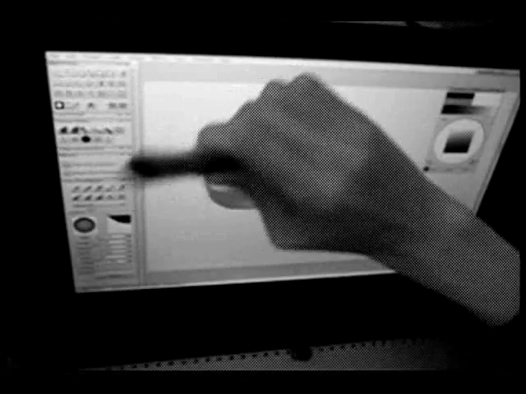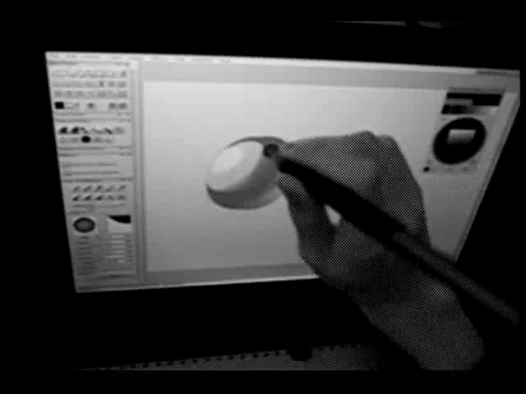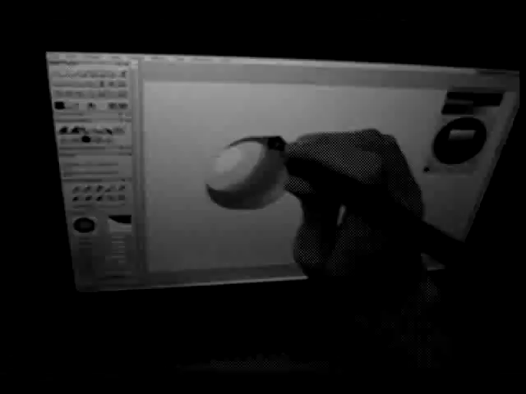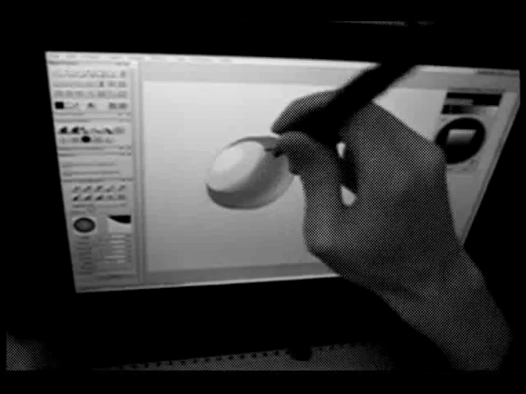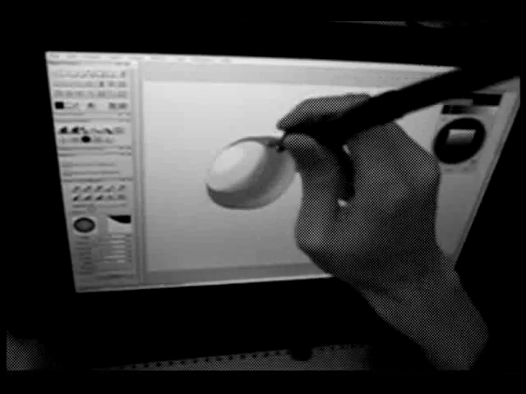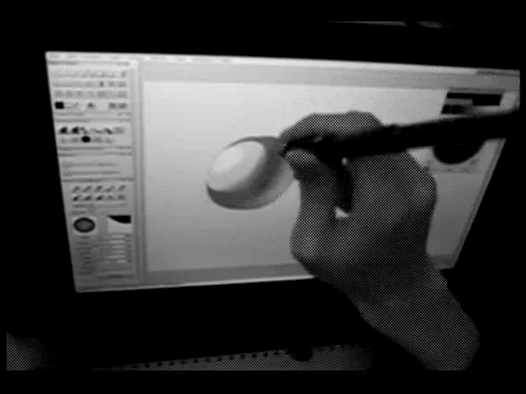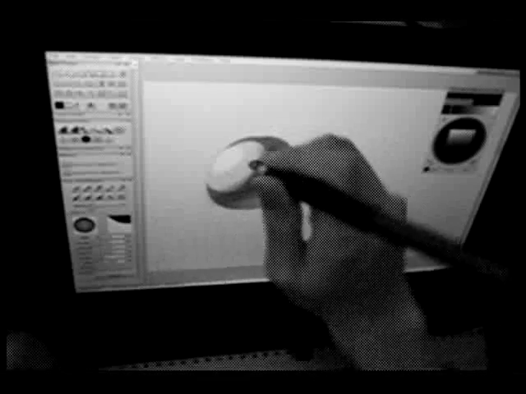I'll go with the white. Again, I have to angle it to do that. And once again, I have to angle it like so. And so this is how I have to think when I do my shading.